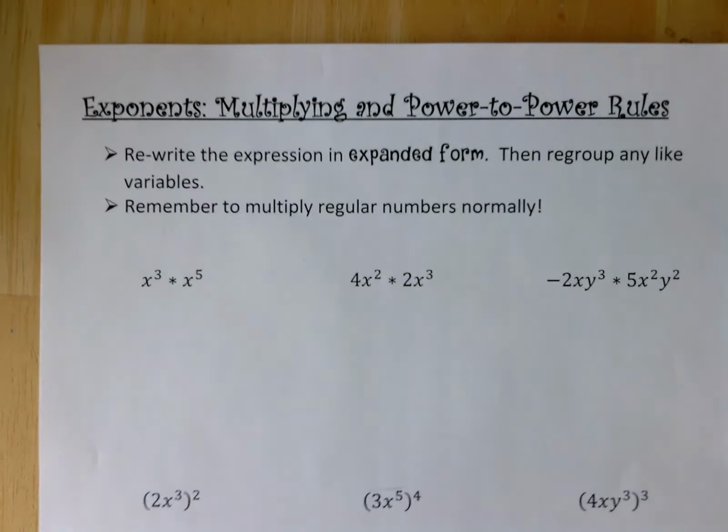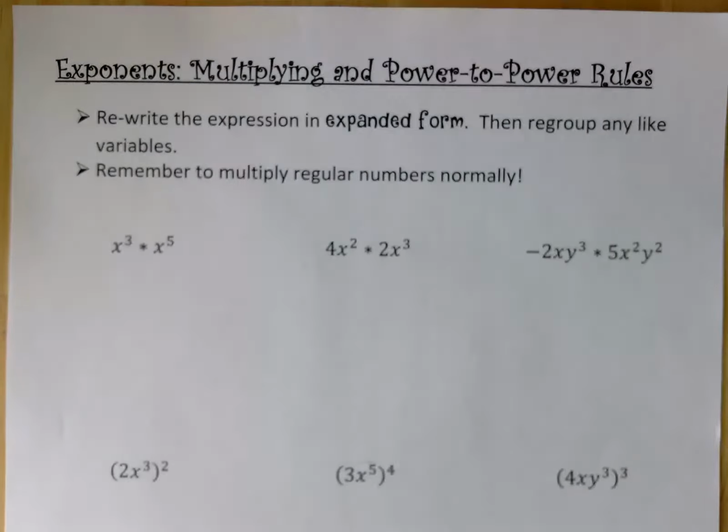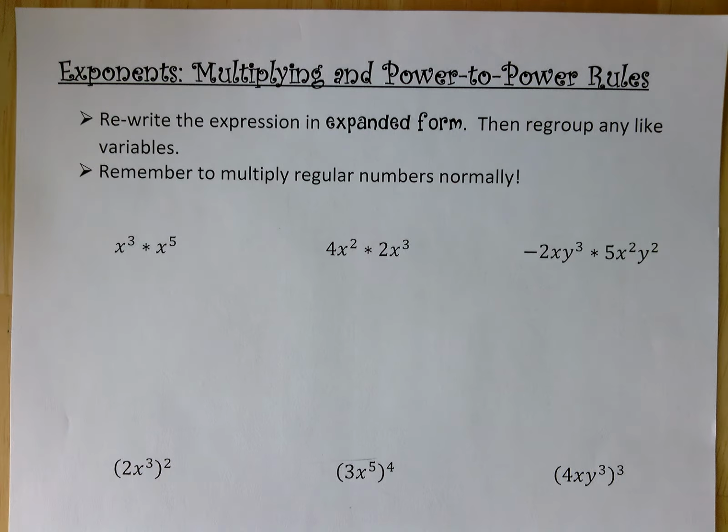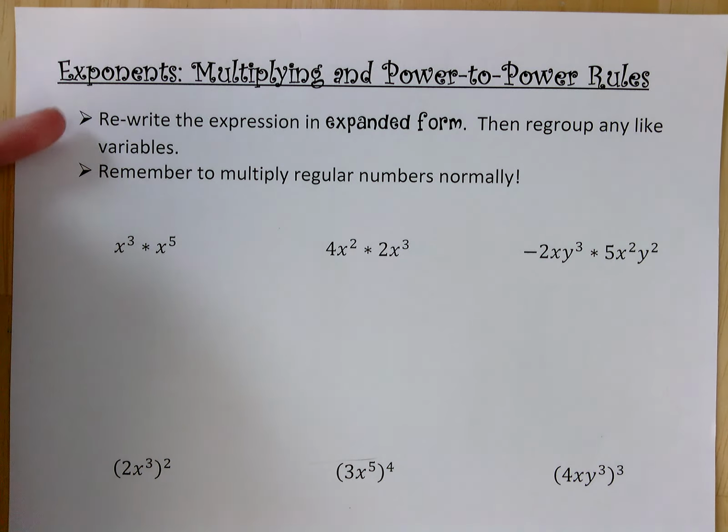All right, so we are going to start taking a look at exponent rules, and we are starting with our multiplying and power to power rules. The way that we're going to do this is we are always going to start by rewriting our expression in expanded form, and then we can regroup any like variables.